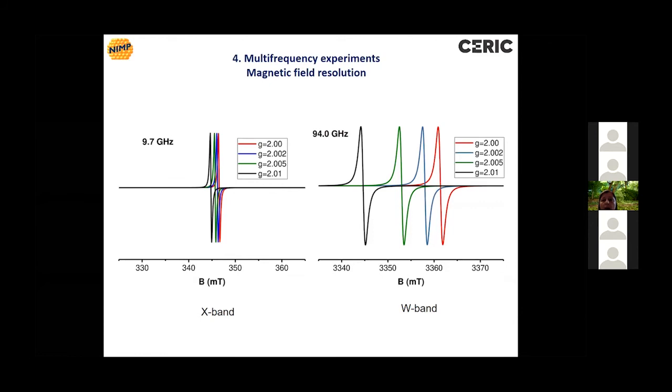Now, another illustration of using different microwave frequencies for analyzing a sample, so-called multi-frequency experiments. Why do you need to do them? So I chose W band because it has a frequency 10 times that one from the X band, and this is one of the first reasons, the magnetic field resolution.